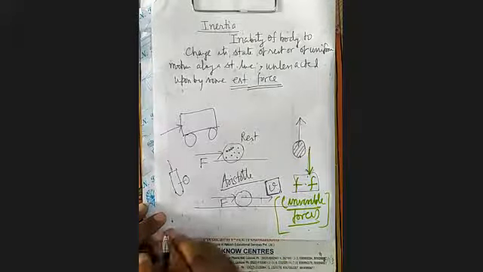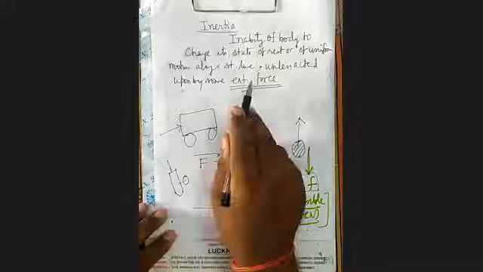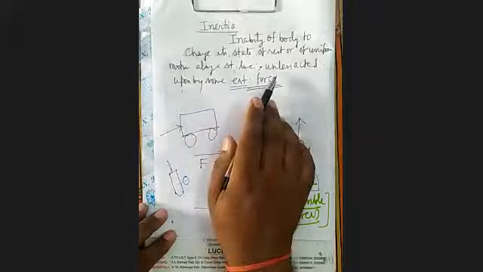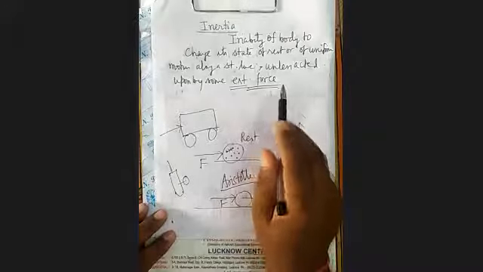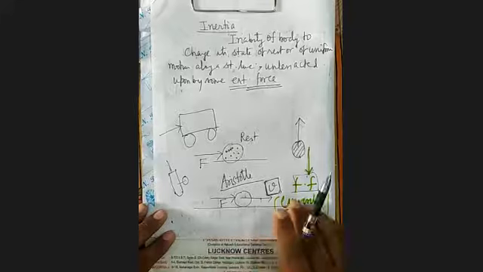So what is inertia? It is the inability of the body to change its state of rest or of uniform motion along a straight line. It's clear? This is called inertia. And this state can change only when some force is applied. Now see here.